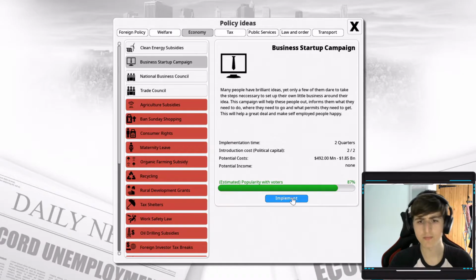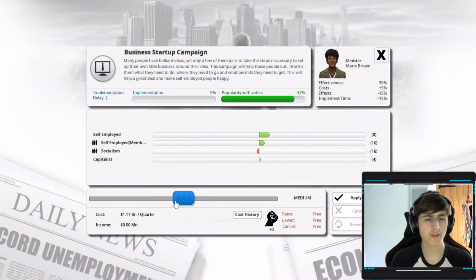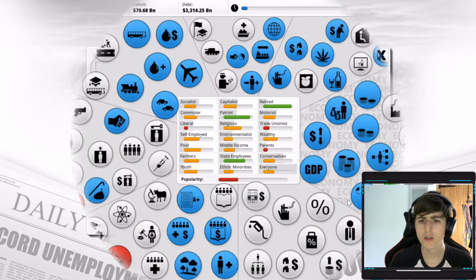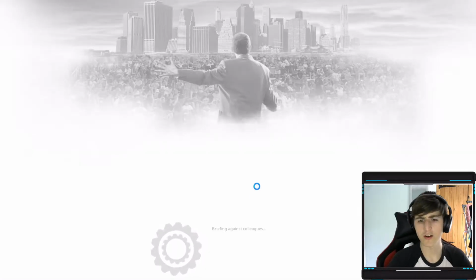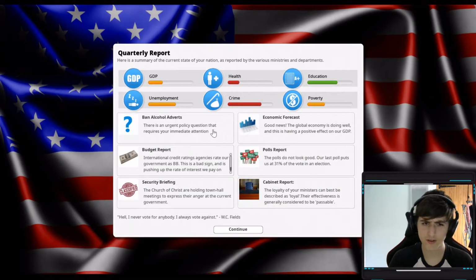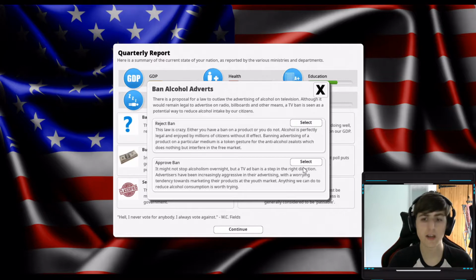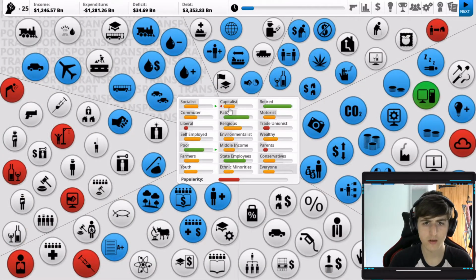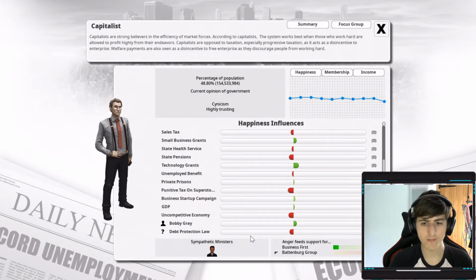I think this is important. We don't actually have a lot of political capital at the moment anyway, but I'll do this definitely. Because it should, I believe, it doesn't say directly, but it should help improve GDP in the long term. So it's good to get it done as soon as possible. Now I'm 100% going to approve this ban, because at the moment we are horrifically struggling with this alcohol awareness campaign. So obviously the capitalists are a bit annoyed about that.